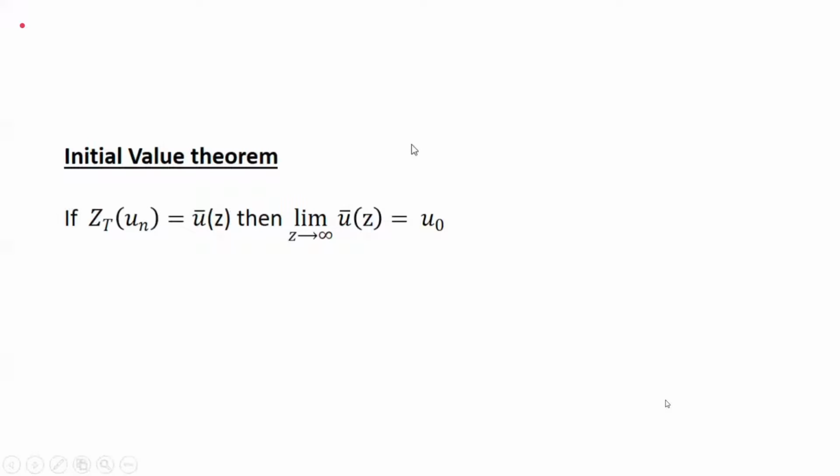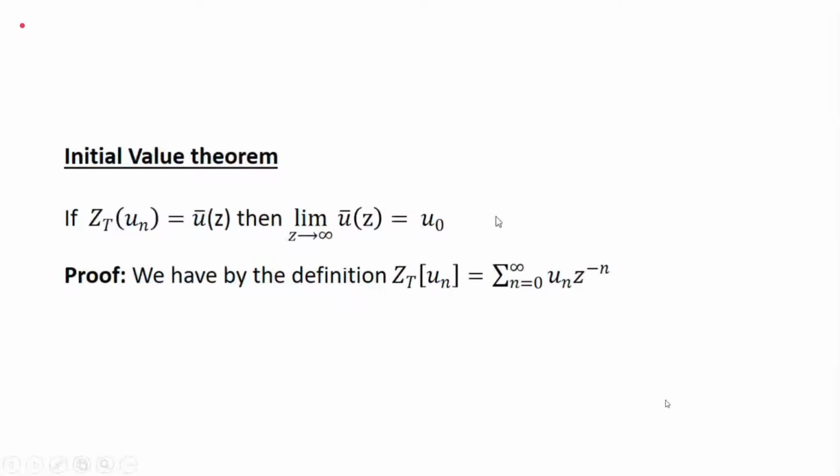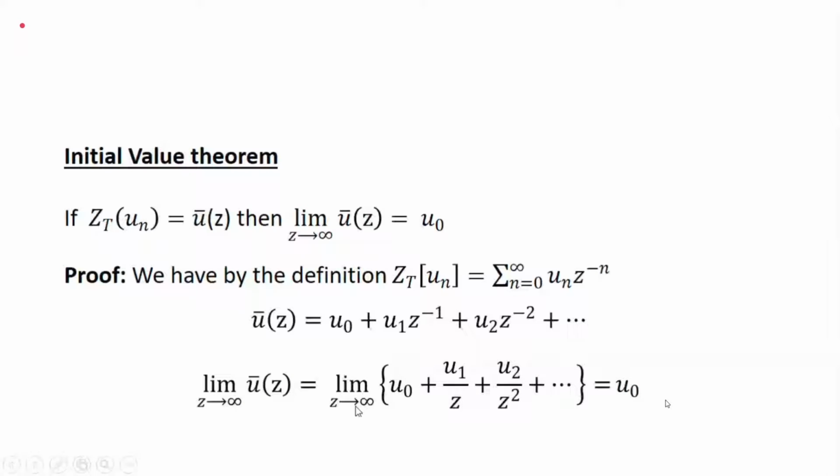Now there is an initial value theorem which says that the transform of un is u bar z means limit of the transform as z tends to infinity is u naught. So how do I do this? U bar of z is this. Can you see that as z tends to infinity, this term will go to 0, this term will go to 0. In fact, all other terms have z in the denominator. So that goes to 0. What remains is u naught.